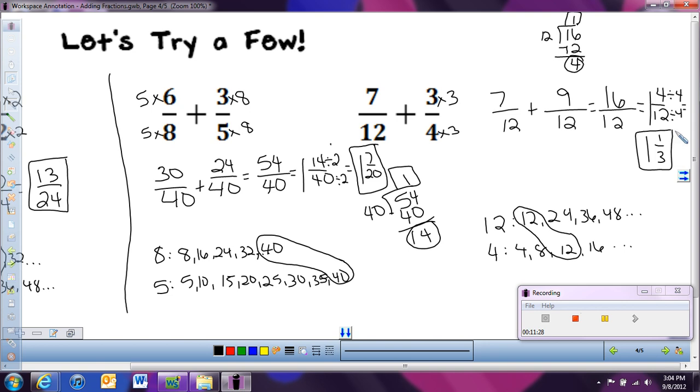Again, lots of steps for adding fractions, but just remember, get common denominators. Once you've done that, leave your bottoms the same, and then just add the tops, like we did here. Once you have your answer, put it into a mixed number if you need to, and simplify, and then you are good to go.